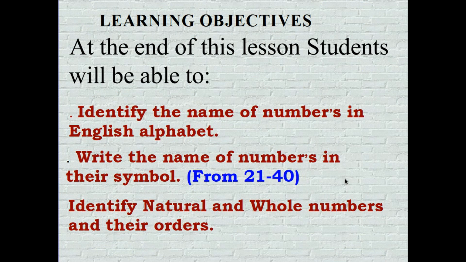In this class also we're going to see numbers with their symbols and with their corresponding numerals. Again, you're going to see and identify the names of the numbers in English alphabet from 21 up to 40. Previously we have seen numbers from 1 up to 20, right? So in this class also we'll see numbers from 21 up to 40.